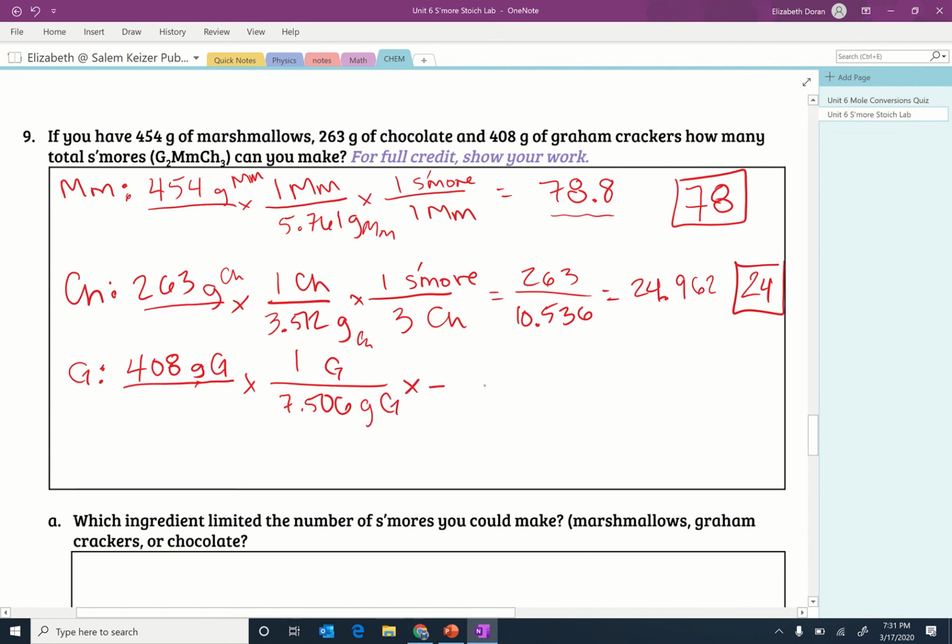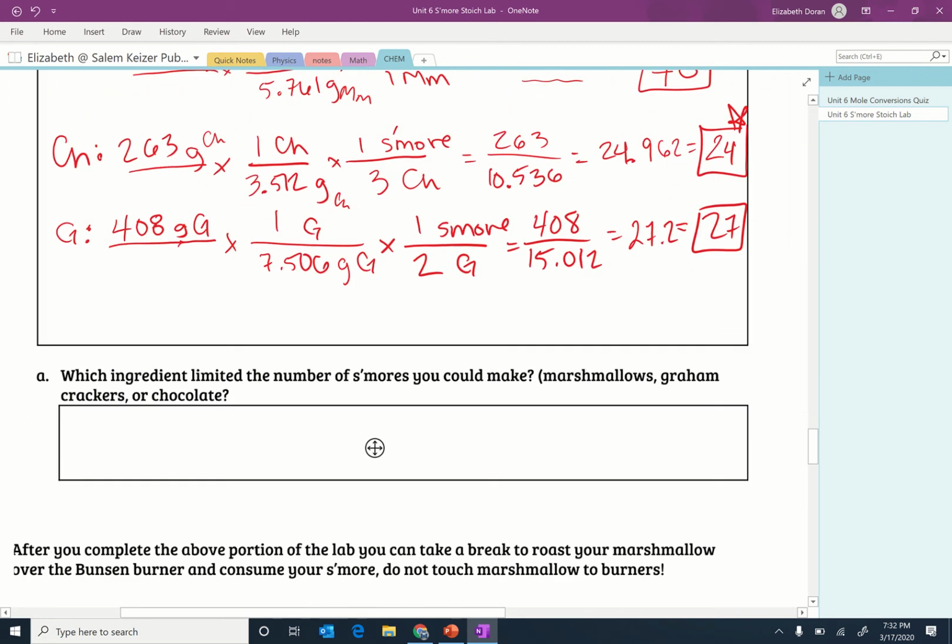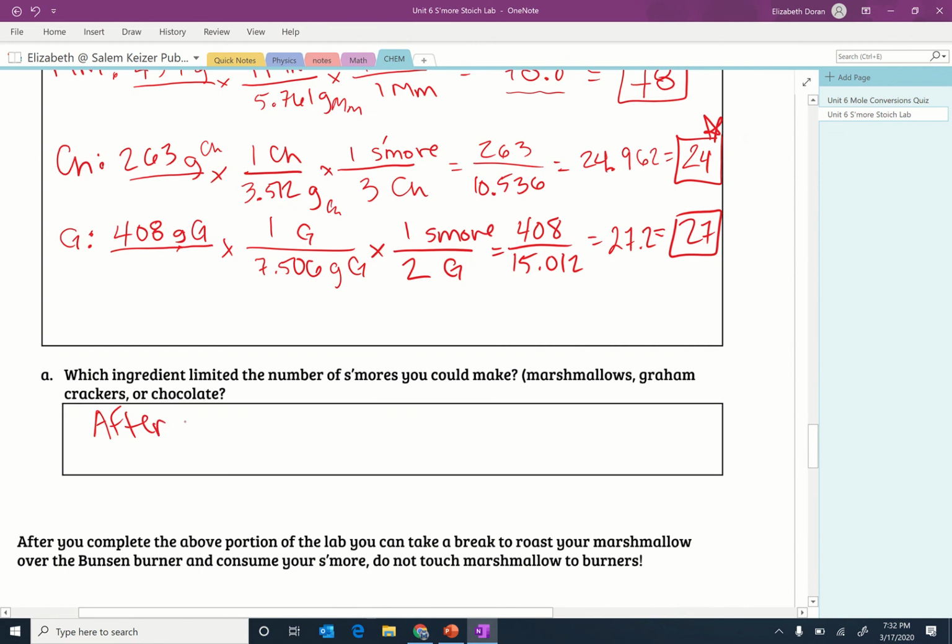So in 1 s'more, we have 2 graham crackers. So we multiply across the top, we get 408. Multiply across the bottom, we get 15.012. We do our division and we get 27.2. We round down to 27. Okay, so this is going to limit the number of s'mores that we can make. We can only make 24 s'mores. After that, we run out of chocolate.